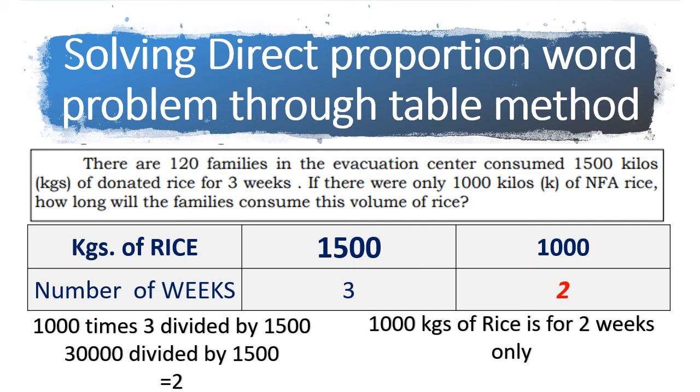Let us analyze the answer. 1,500 kilos have decreased to 1,000 kilos, therefore the answer should also be a decrease in the number of weeks. 3 weeks became 2 weeks. Cross-multiply it to check.